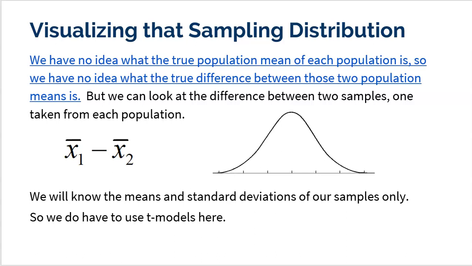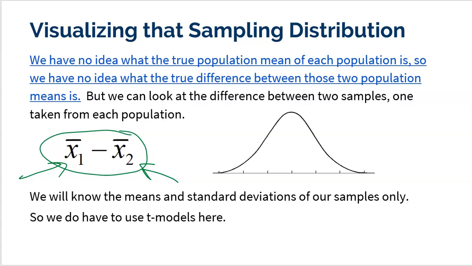So the idea here is all that I can do. If you don't know something, the only thing you can do is take a sample. I could take a sample from population 1 and get a mean from that sample from population 1. That would be this guy right here. I can get a sample from population 2, and I can get a mean from that sample from population 2. That'd be this guy right here, and I could subtract them, right? That would be the difference between my sample means.